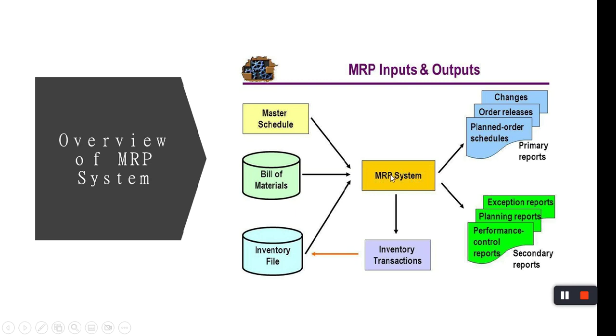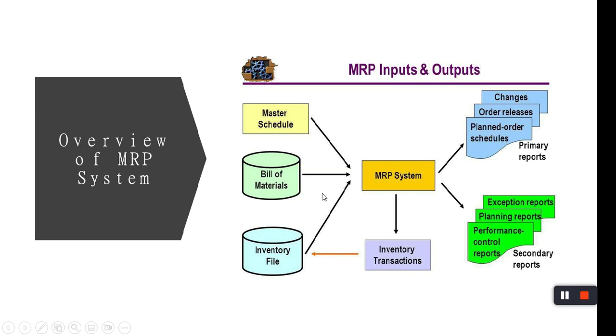So for example, there are raw materials that are now being used in the production, released to the production. That is a type of inventory transaction, which will then be used to update the inventory file. Another inventory transaction is when we ordered another batch of raw materials from our suppliers and we were able to receive them. That is a transaction that is being captured by the MRP system, which will be treated as an inventory transaction and consequently will affect the inventory file. So the inventory balance in our inventory file will be updated.